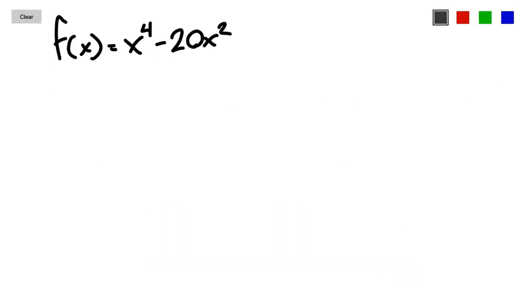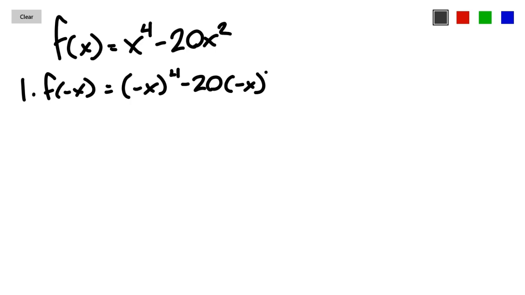All right, in this next example, I've got f of x is equal to x to the fourth minus 20x squared. If I want to test and see if this thing is even, what I'm going to do is plug in negative x for x into the original function and see if I get the same thing back. So f of negative x is going to be equal to negative x to the fourth power minus 20 times negative x squared.